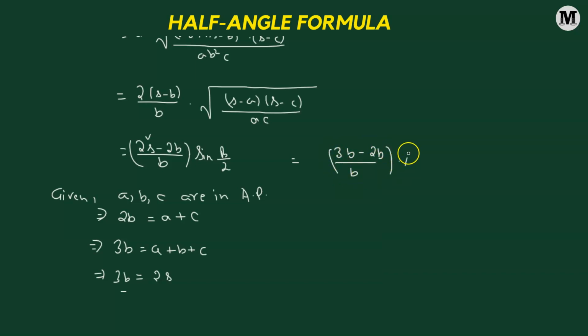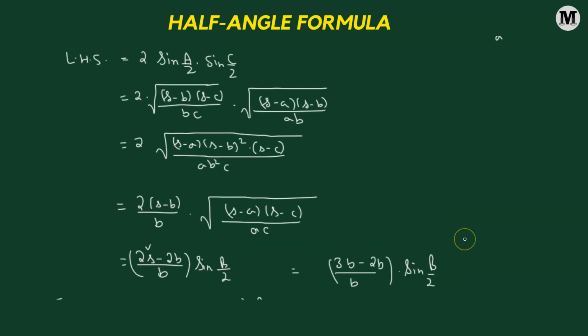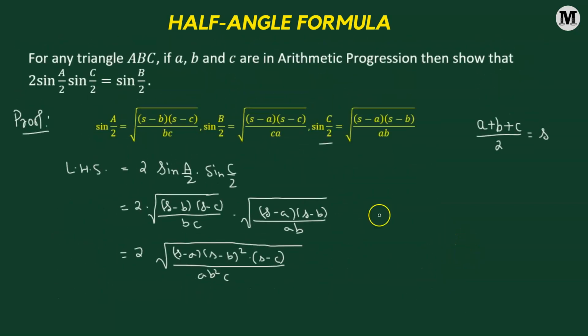That gets multiplied by sine B over 2. So 3B minus 2B is simply B. So we have B over B multiplied by sine B over 2, which is simply sine B over 2. And that's the expression on the right hand side. So we have successfully shown that 2 times the product of sine A over 2 and sine C over 2 equals sine of B over 2, provided A, B, and C are in arithmetic progression.